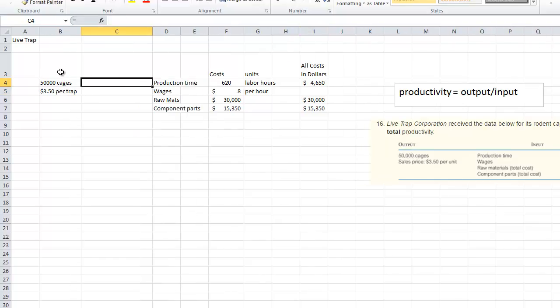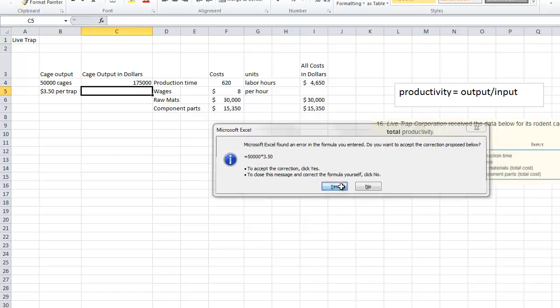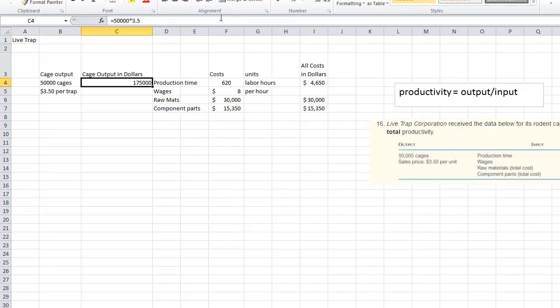Okay, and I'm going to put in here, this is cage output. These are the cage outputs, but we're going to put it in dollars, so it's going to be cage output in dollars. We're trying to get everything into one kind of unit here, so let's use dollars. Okay, so this is going to be equal to 50,000 times $3.50 per cage trap. Okay. So it was $175,000. I'm just going to format that really quickly and put a dollar sign in front of there. Okay, so that's what our output was.